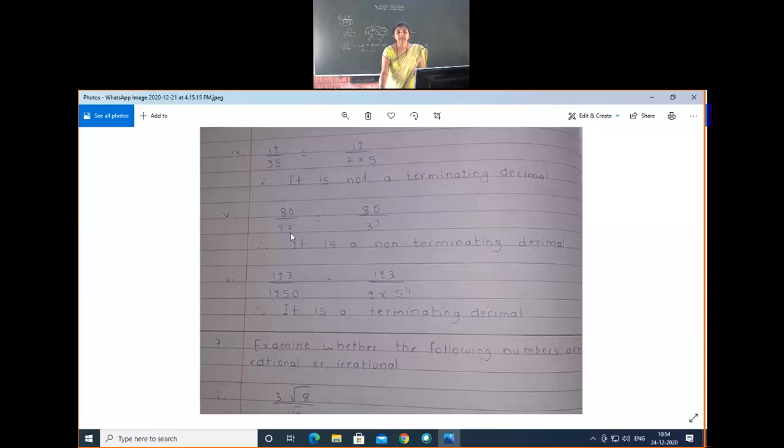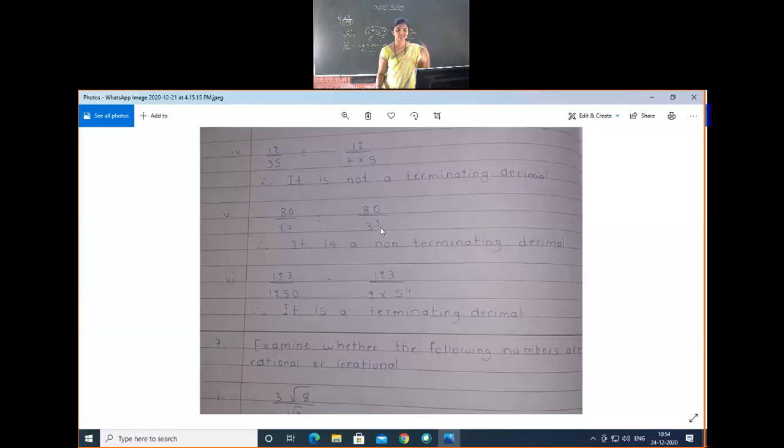Okay, next one, 80 divided by 27. You can express 27 in the form of 3 cube. We have to see the denominator only, 27. The first small number we have to take is 3. So 3 nines are 27, then 3 threes are 9, then 3 ones are 3. Only one number, that is 3 cube.